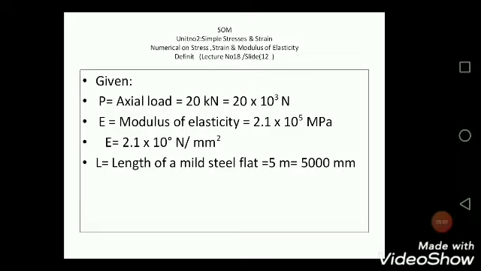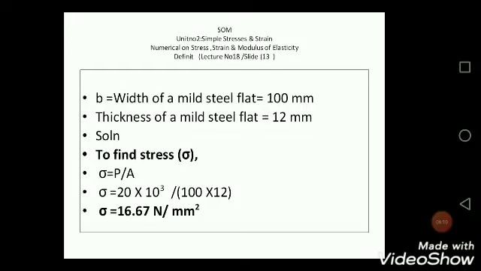So P is given, E is given, length is given. Solution: as usual, we have to find stress. Stress is equal to P divided by A, that is 20 into 10 raised to 3 divided by area. The cross section area, 100 is the width, 12 is the depth. So we get stress is equal to 16.67 newton per mm square.